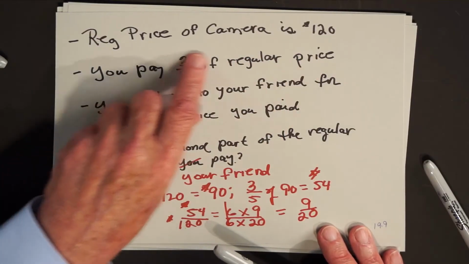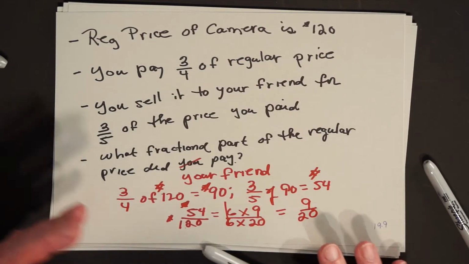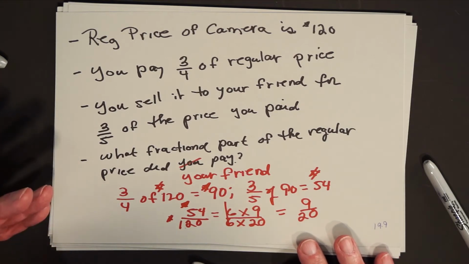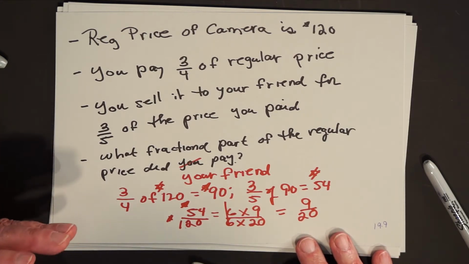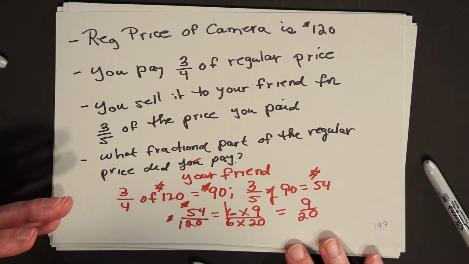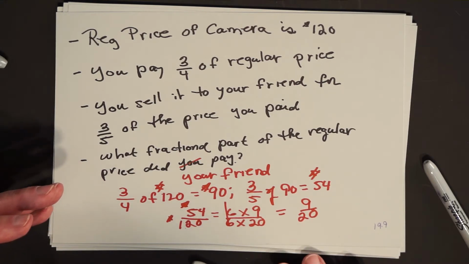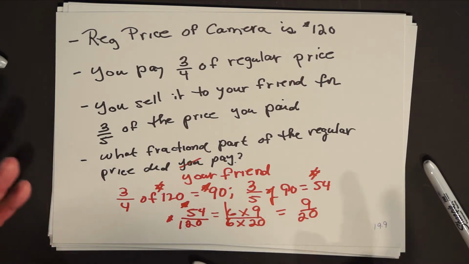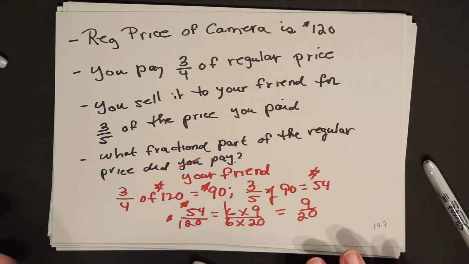Now, of course, somebody might say, but what if it wasn't the camera? What if you didn't know the price of the camera? Suppose I told you that the camera was on sale, that I paid 3/4 of the regular price for it, and that later I sold it to my friend for 3/5 of the price that I paid. How would I solve the problem then if I don't know the 120?